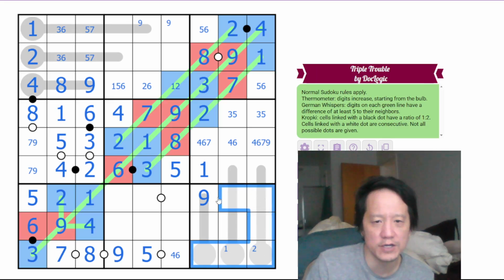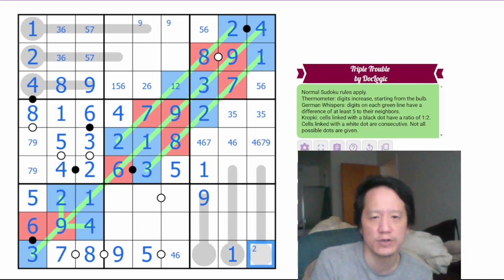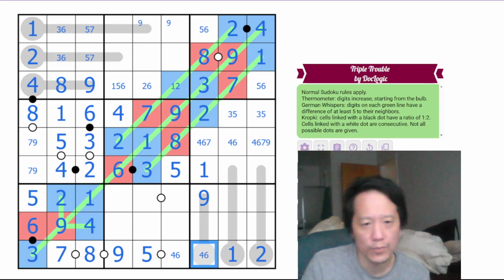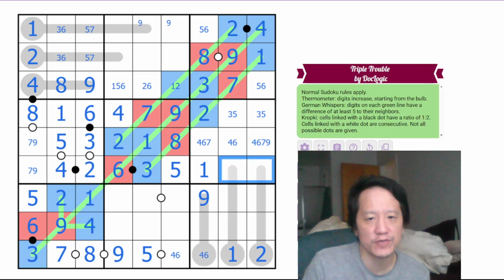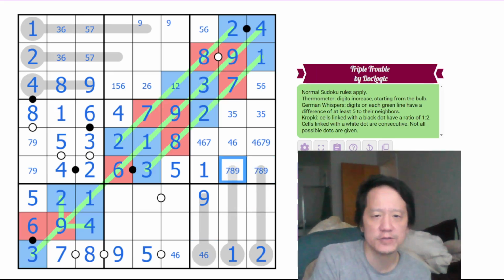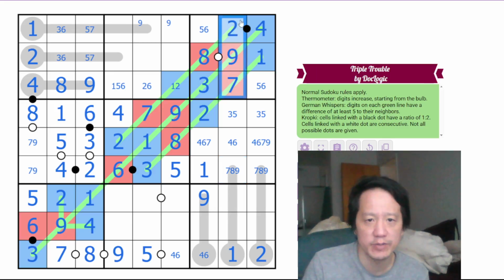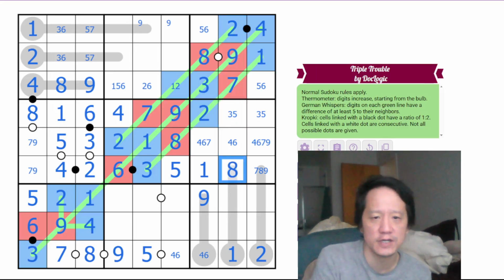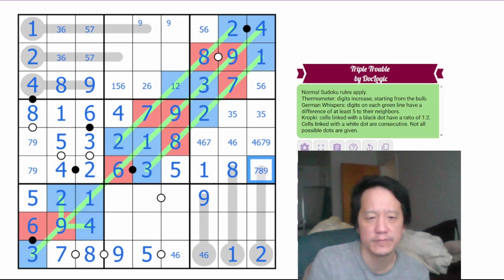Where is the 1 in this lower right-hand box? It must be here. Where is the 2? It must be here. So this is 4 or 6 here. These digits are 7, 8, or 9. And this can't be 7 or 9 because of the 7, 9 pair in the column. So this is an 8, which means this can't be 8.